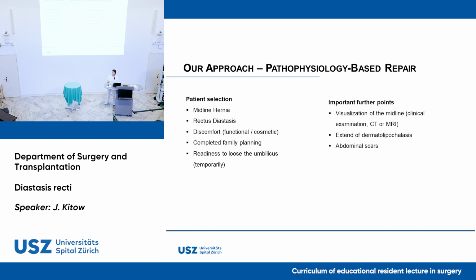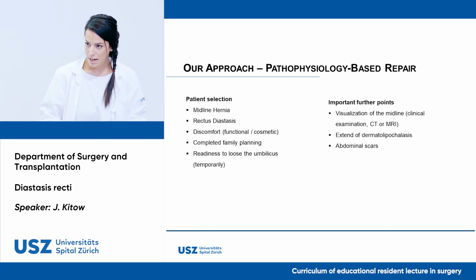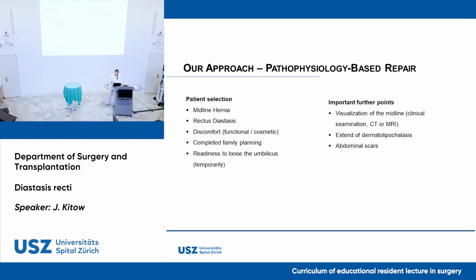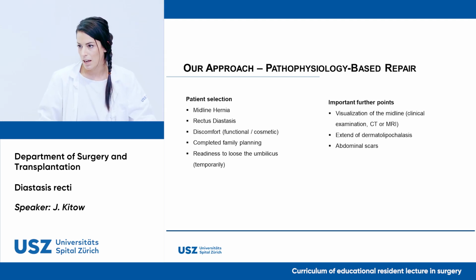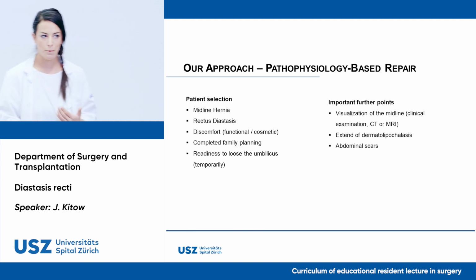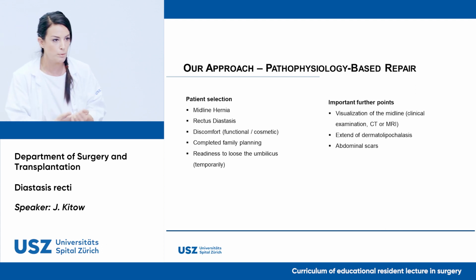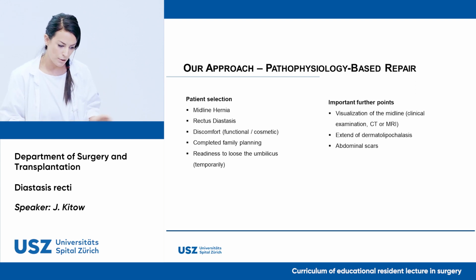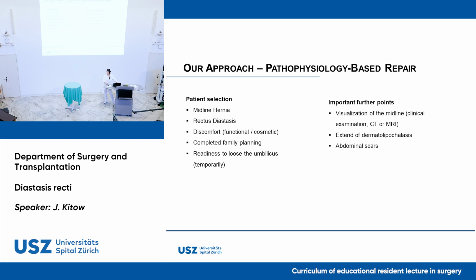Actually, we have to visualize the midline, the diastasis rectus abdominis, and see whether there's a concomitant hernia with CT or MRI. We have to know the extent of the dermatolipochalasis. And what's also important is if there have been prior abdominal operations or scars, because if the patient maybe had a median laparotomy before, we would rather use this incision again to do another one, suprasymphyseal, to be really careful with the vascularization to not harm it.